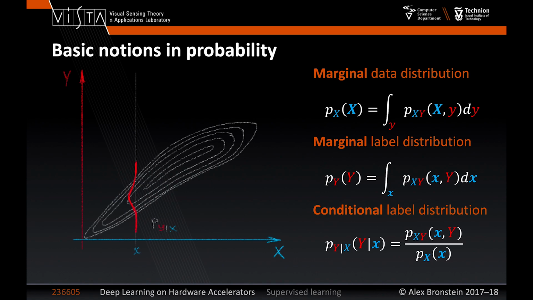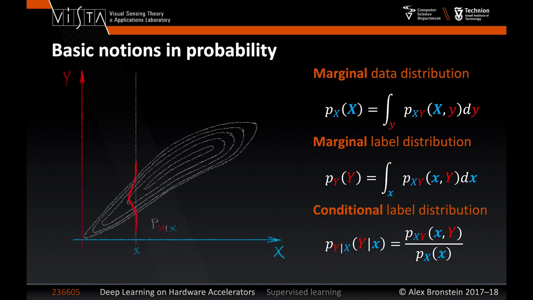You just fix the x at 20. You slice through this two-dimensional function. What you are going to get is something that will require renormalization, right? Because it will not necessarily sum to 1. After I renormalize it, I get another probability distribution, and this is called the conditional distribution. In this case, when I'm conditioning on x, I'm getting the conditional label distribution of y, the label, given x, the data.